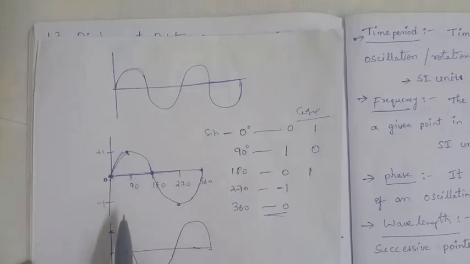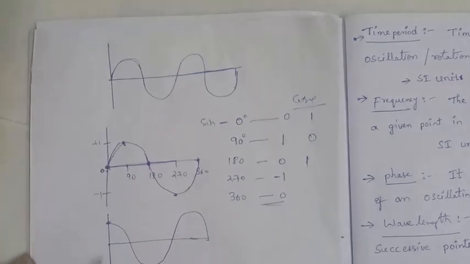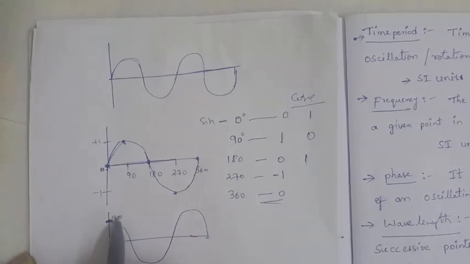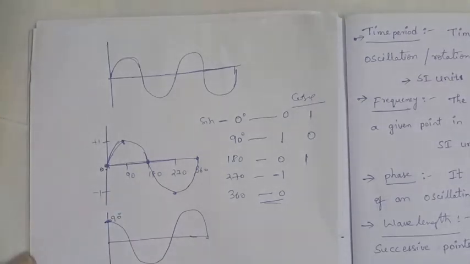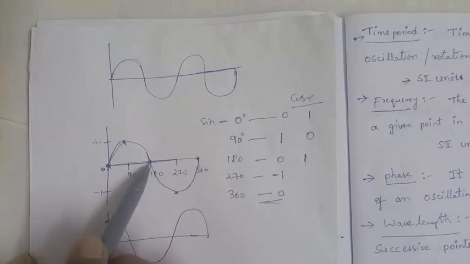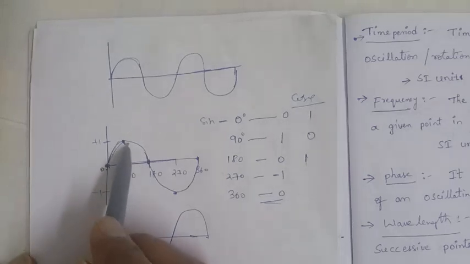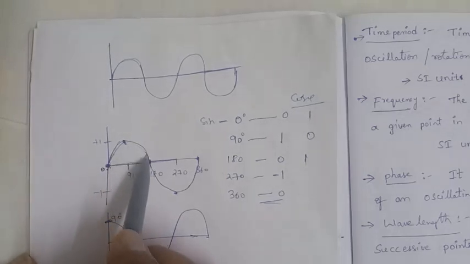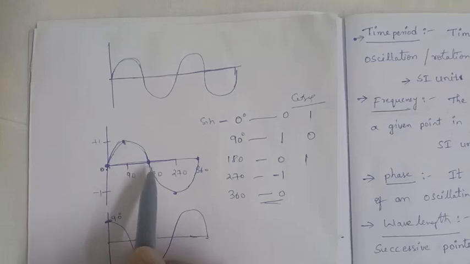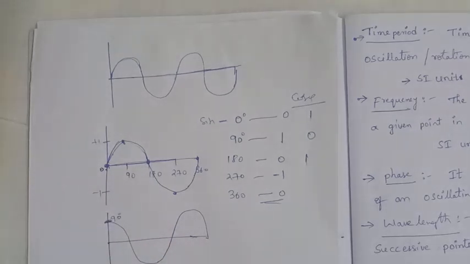What is the phase difference between this wave and this one? Here the phase is 90 degrees, and here the phase is 0 degrees at this point. At this point it is coming down. So the phase gives the state of the wave and in which direction it is moving.